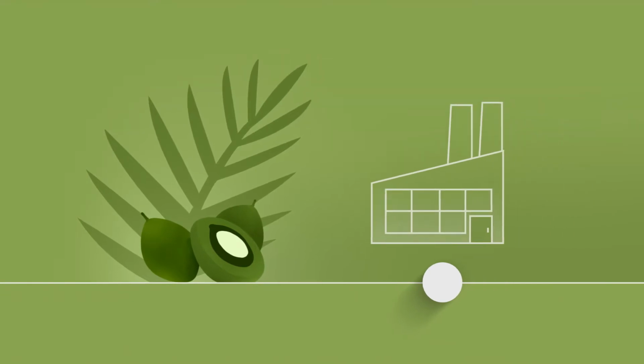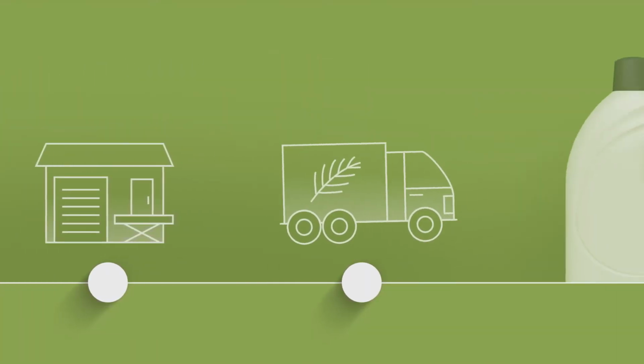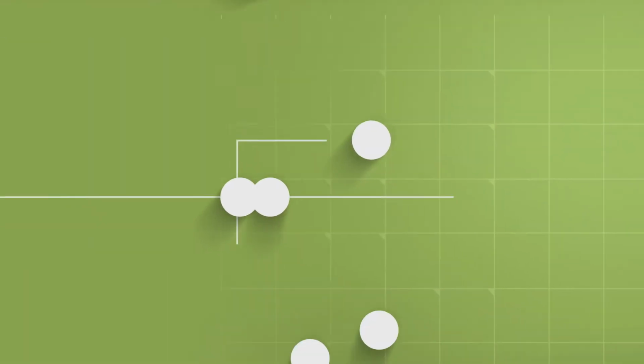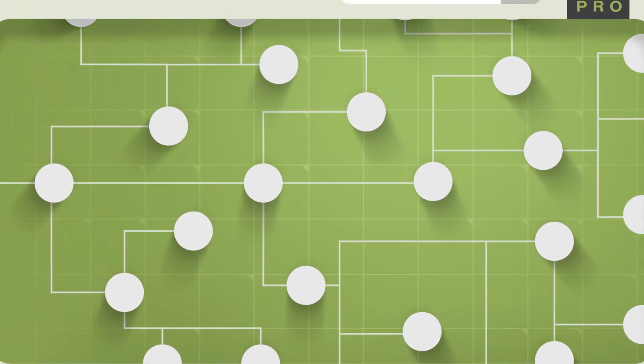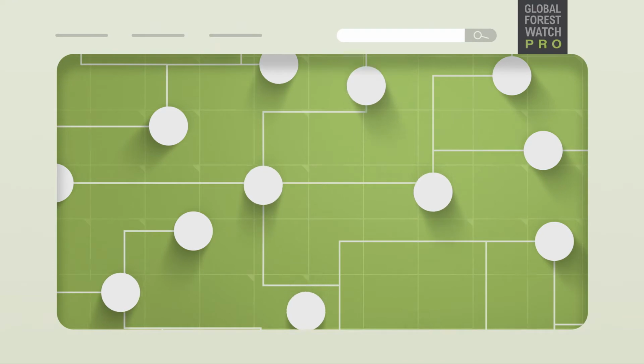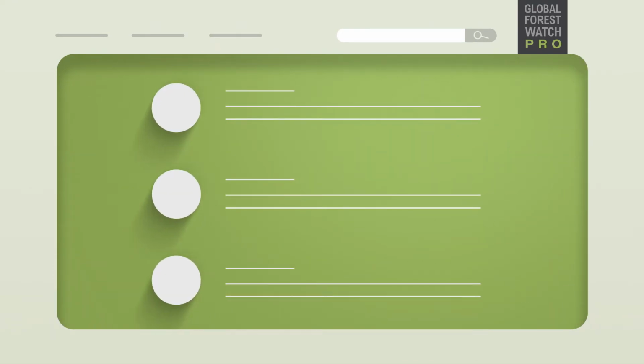But these chains are complex, with multiple steps between an individual farm and the final consumer product. This complexity is a challenging puzzle for managing deforestation risk. Global Forest Watch Pro helps by turning cutting-edge data into actionable insights.